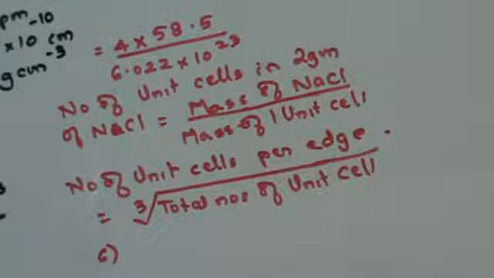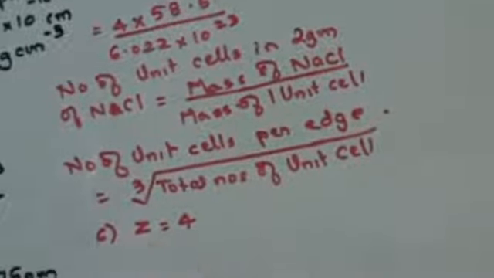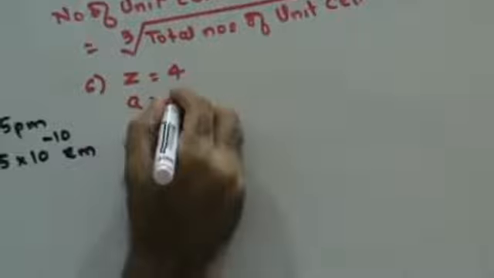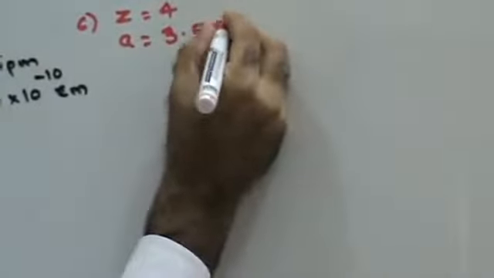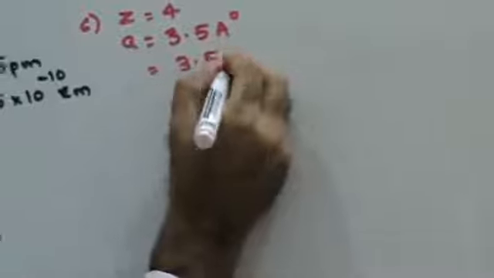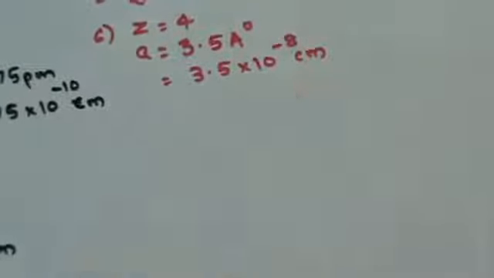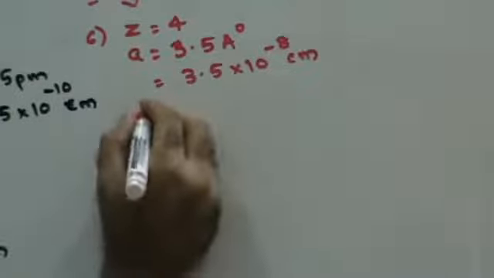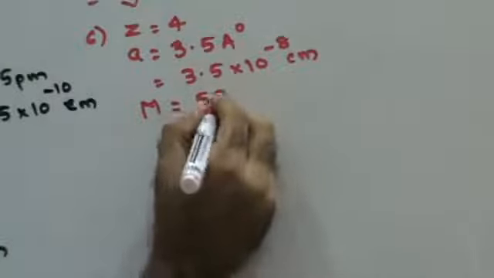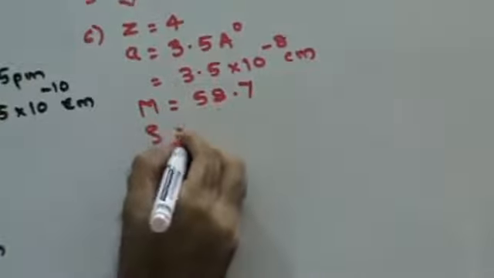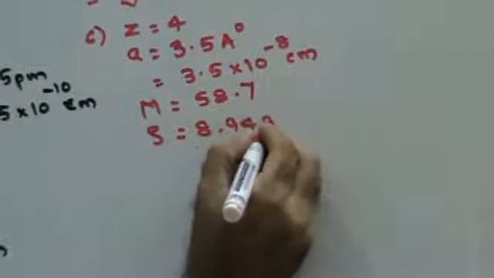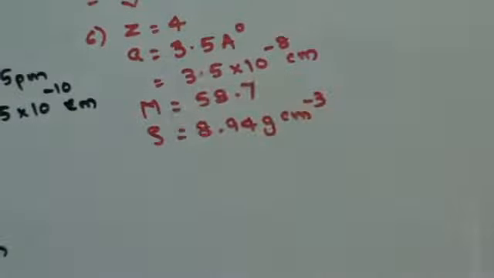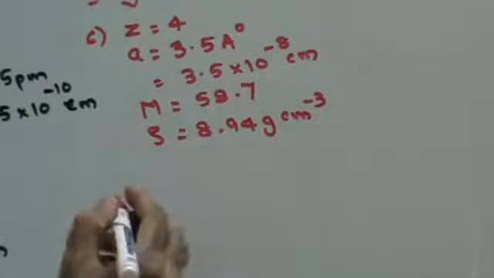A face-centered cubic lattice of nickel has an edge length of 3.5 Angstrom unit. If the atomic mass is 58.7 and density is 8.94 grams per centimeter cube, find Avogadro's number. Right? This should be very simple.